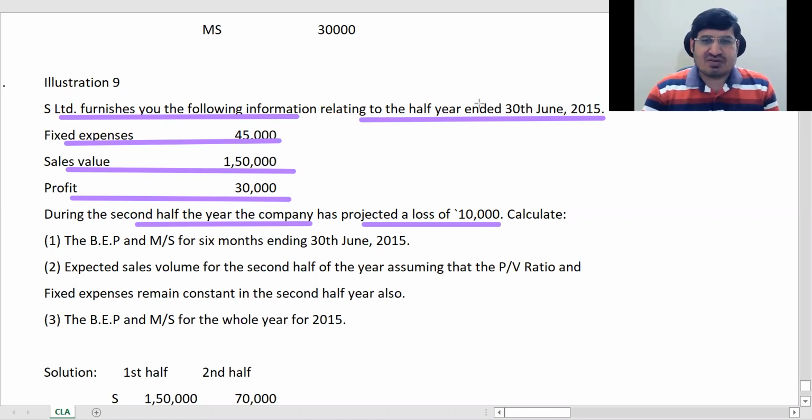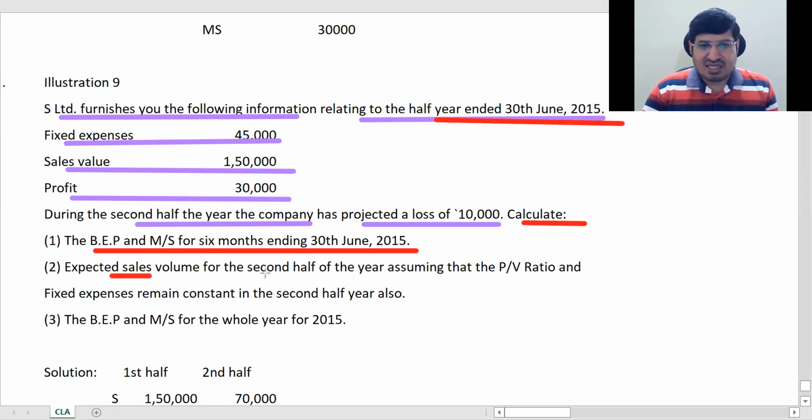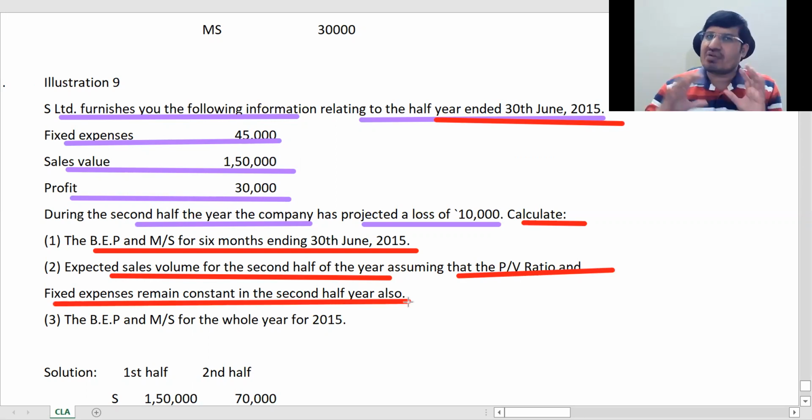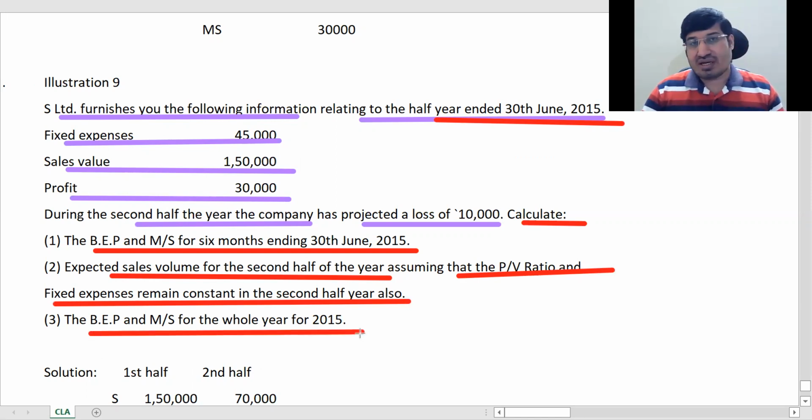And then what have they asked us to calculate? BEP and margin of safety for 6 months ended 30th June, that is the first half. And expected sales volume for the second half, assuming that PV ratio and fixed expenses remain constant in the second half also. So it is a similar problem, they have just adjusted it a bit. It is very closely like the previous problem. BEP and MS for the whole year.